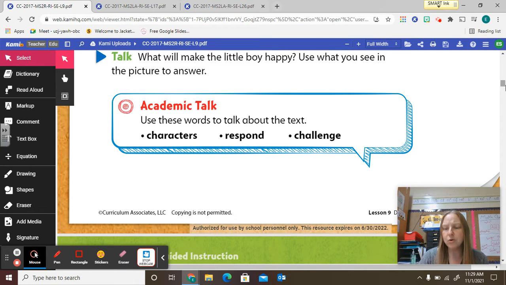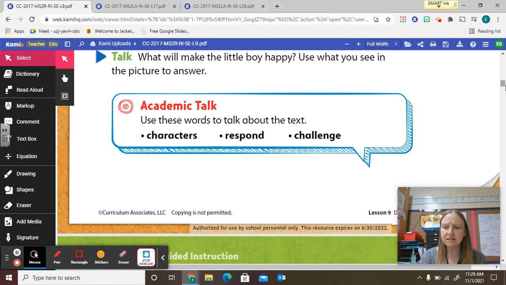The second vocab word is the word respond. Respond just means how do they react to whatever things are happening to them in the story. And then the last vocab word for this week is challenge. A lot of the kids, when they hear the word challenge, think about a battle or a war or things like that with games or video games.